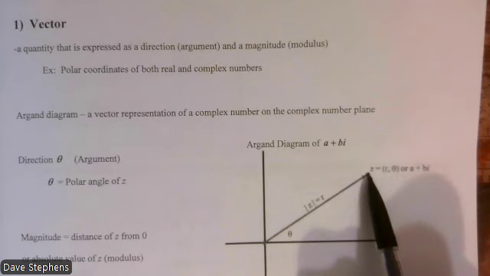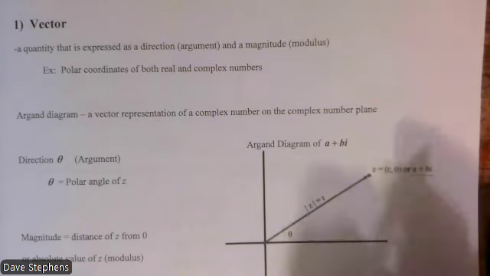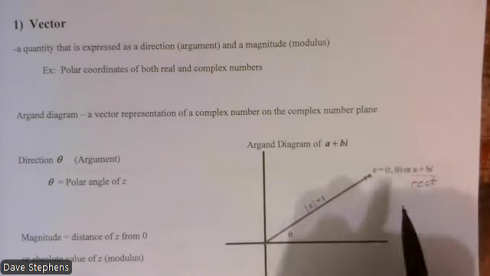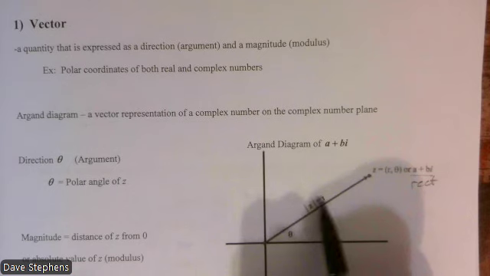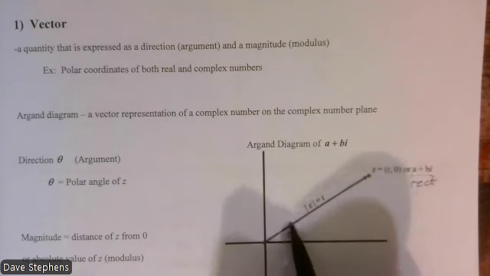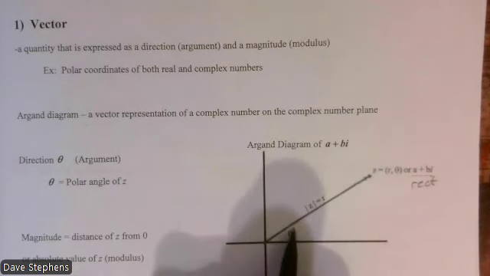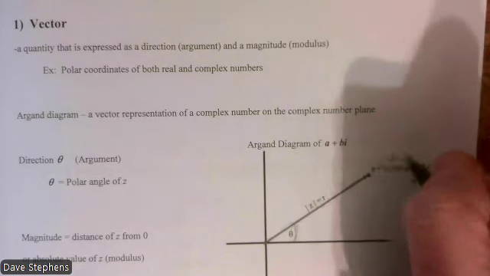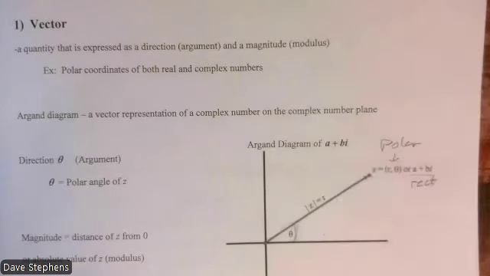Here's a coordinate point in the form of a plus bi. So we'll say that's rectangular. Or you could think of this in terms of some distance from the origin and some angle. The angle tells us the direction, and r tells us the distance. So that is the polar. So these are vectors.